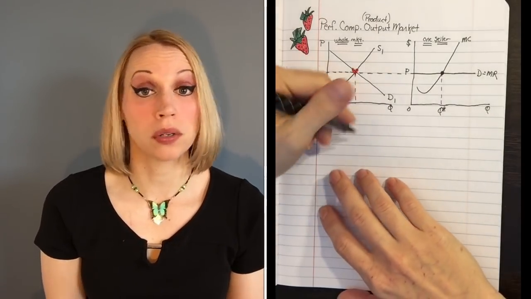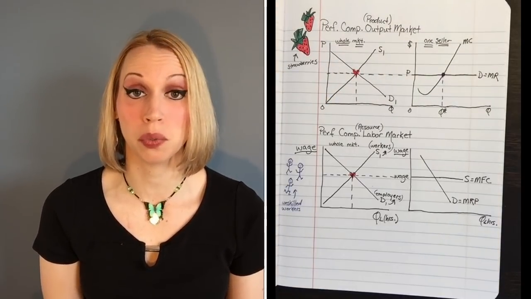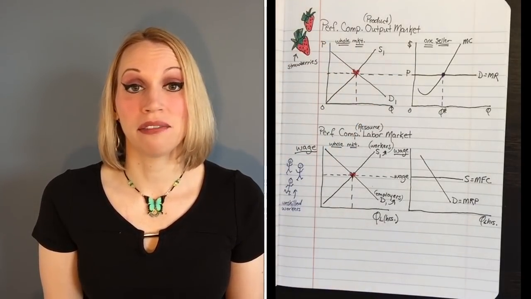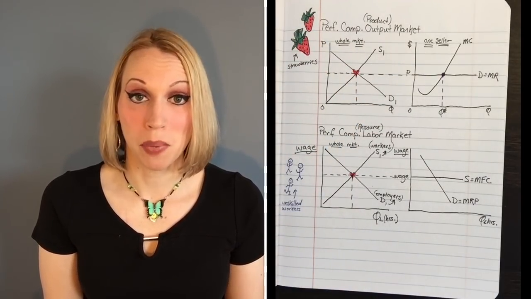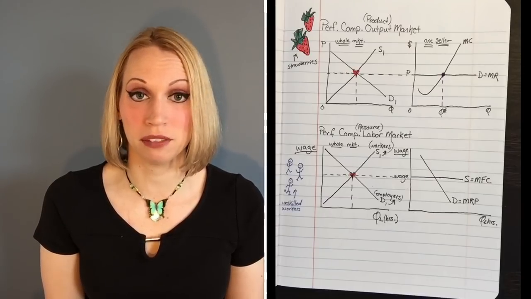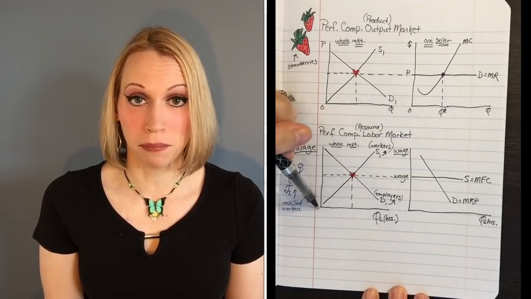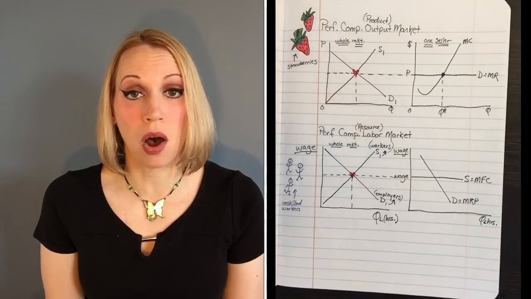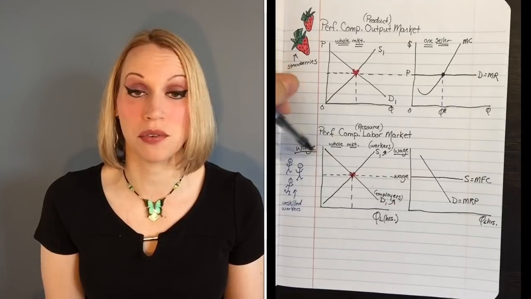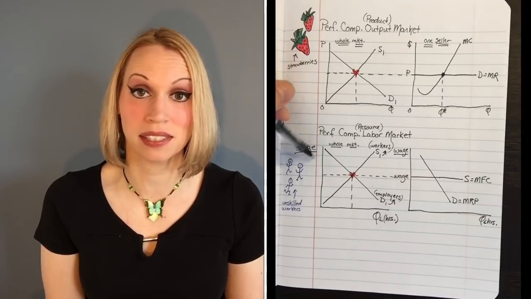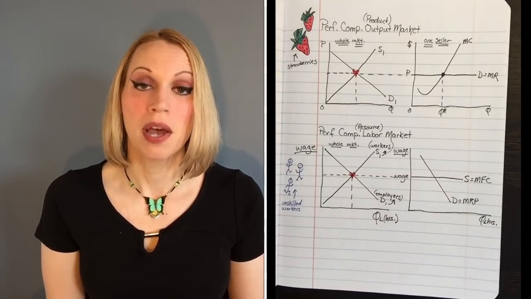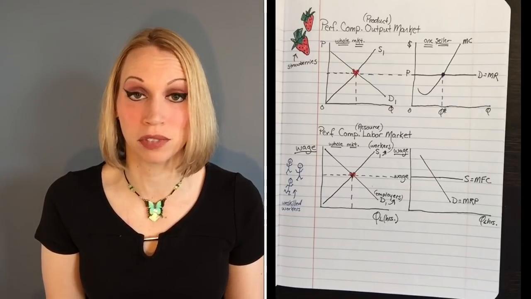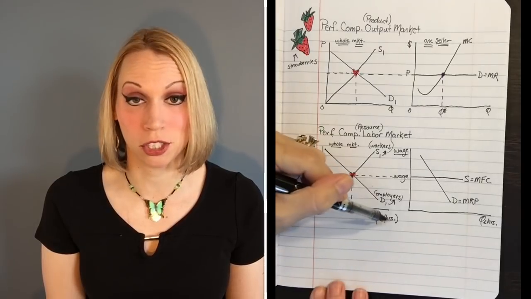Now let's draw another set of graphs below these two. The graph on the left is going to be the graph of the labor market. And this is a perfectly competitive labor market. Now remember, the suppliers of labor are all of the workers. So notice what we have on our y-axis. It's not price anymore. It's the wage, because the cost of resources, the price of resources, is wage.